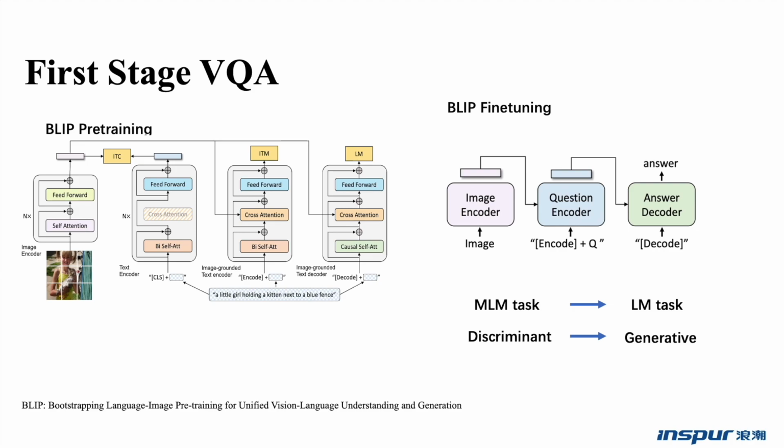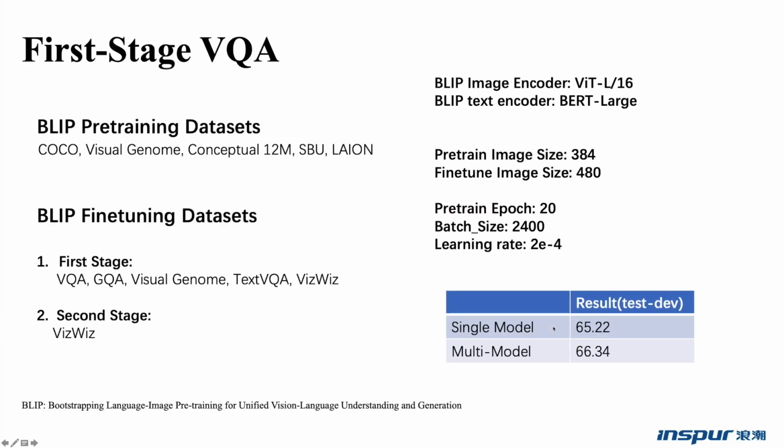From my point of view, the LM task is the most important because it transforms the discriminant task into the generative task, especially in the downstream VQA task. BLIP considers it as answer generation. During the finetuning, the image and question are first encoded into multimodal embeddings and then given to an answer decoder. We made some modifications compared to the original BLIP experiments.